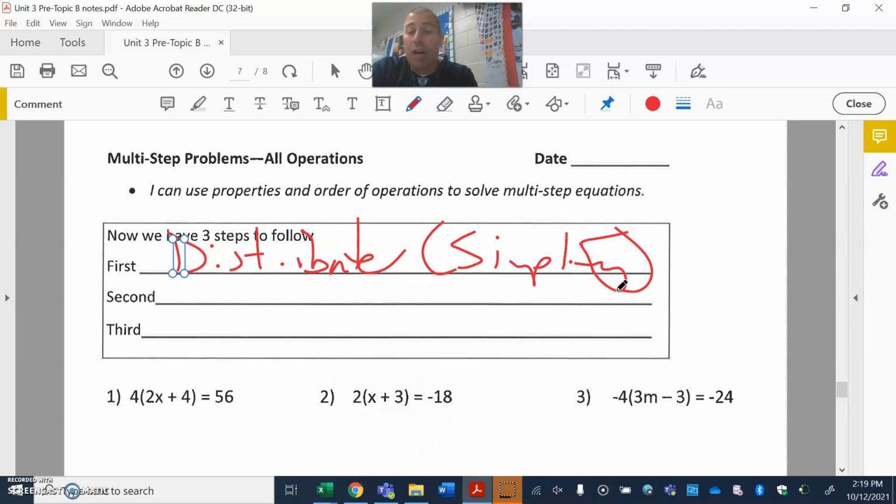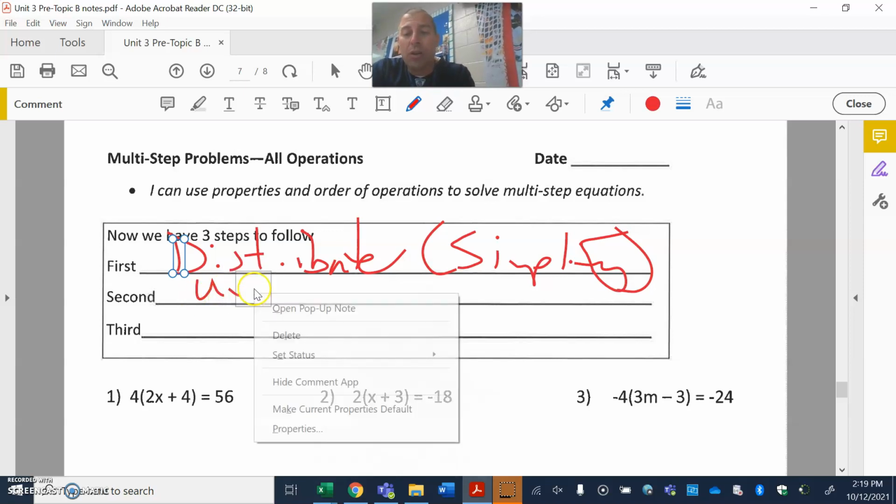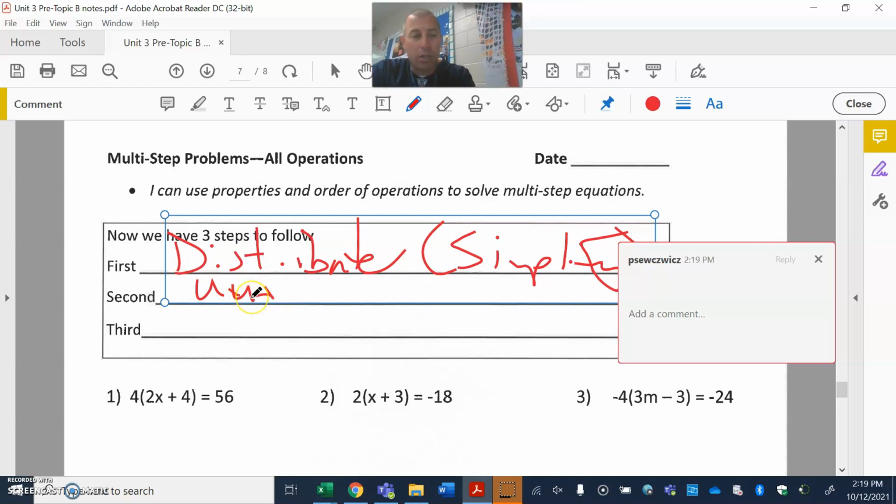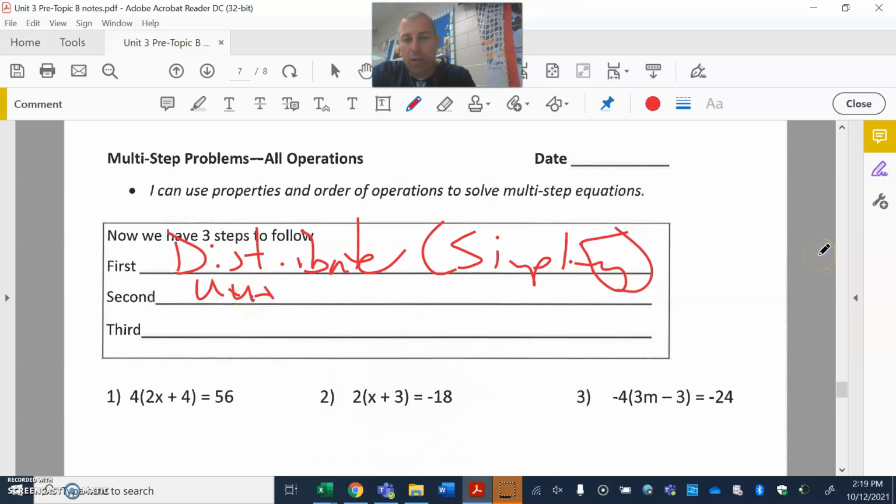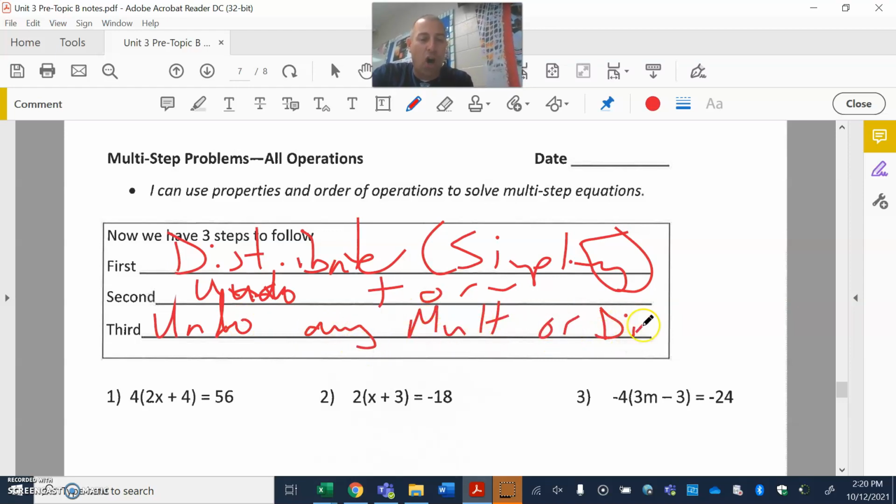And then just like before, we've got to undo any addition or subtraction. And then lastly, we're still going to undo any multiplication or division. All right? So let's get into it.